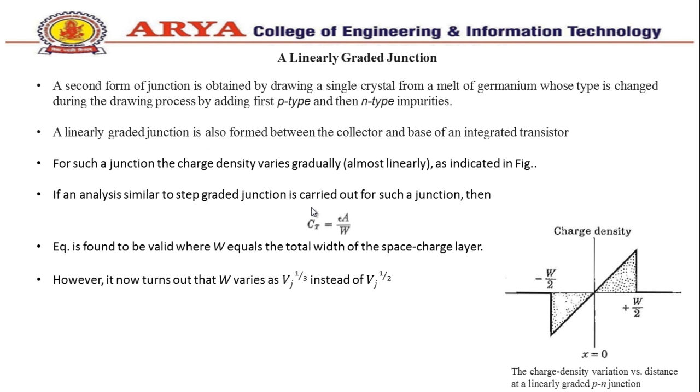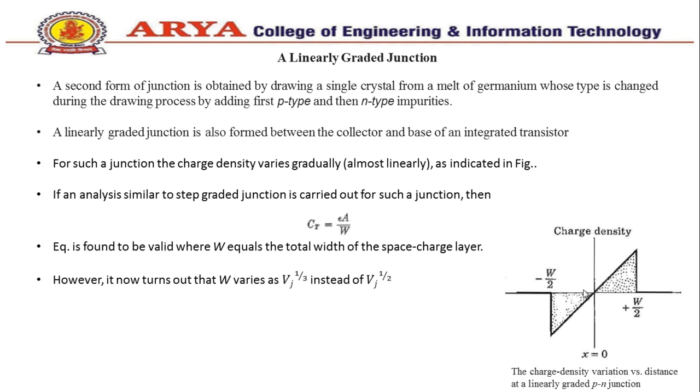So now we are going to understand the space charge capacitance inside a linearly graded junction. A linearly graded junction is a second form of junction, obtained by drawing a single crystal from a melt of germanium, whose type is changed during the drawing process by adding first p-type and then n-type impurities. So there is a grading of impurities inside the crystal. A linearly graded junction is also formed between the collector and base junction of the integrated transistor.